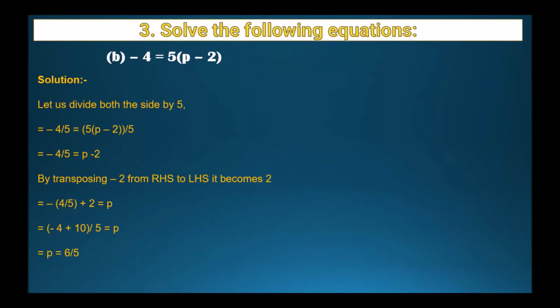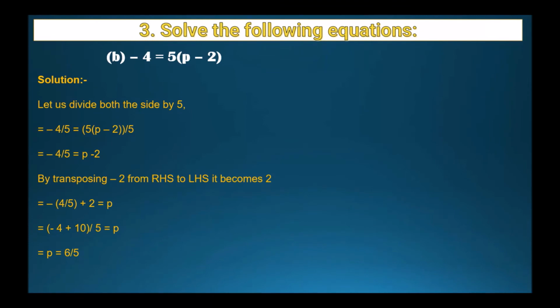Next, minus 4 equals 5(p minus 2). First we will divide both sides by 5. So minus 4 upon 5 equals 5(p minus 2) upon 5. So minus 4 upon 5 equals p minus 2.